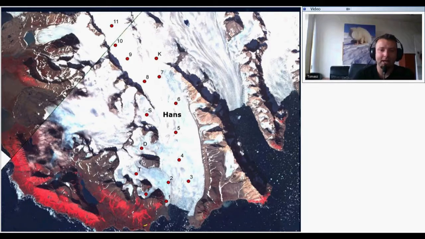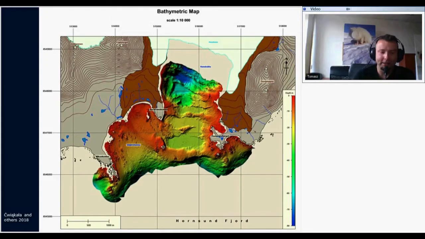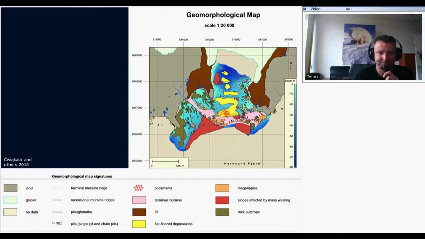But if you check the bathymetry, as my colleagues did in front of Hans Glacier, you can see what's under the sea. So what's at the bottom of the fjord. And here you can also see the materials that were deposited. So moraines are visible, even though they're not visible from the top, only at the bottom of the sea. So this bathymetric map also shows all these materials, all these landforms.